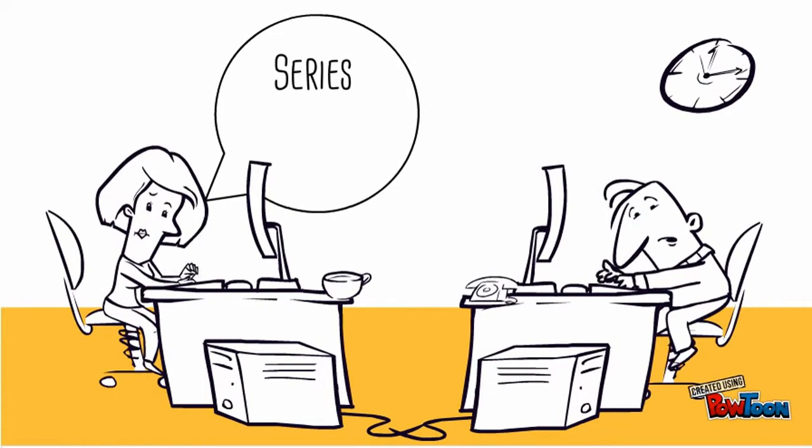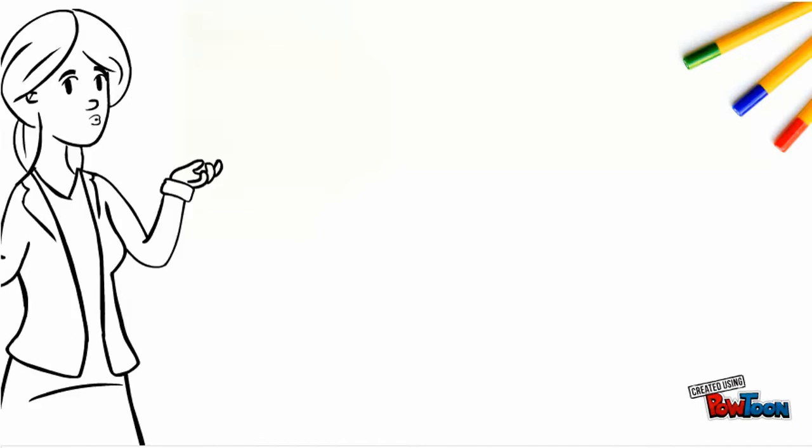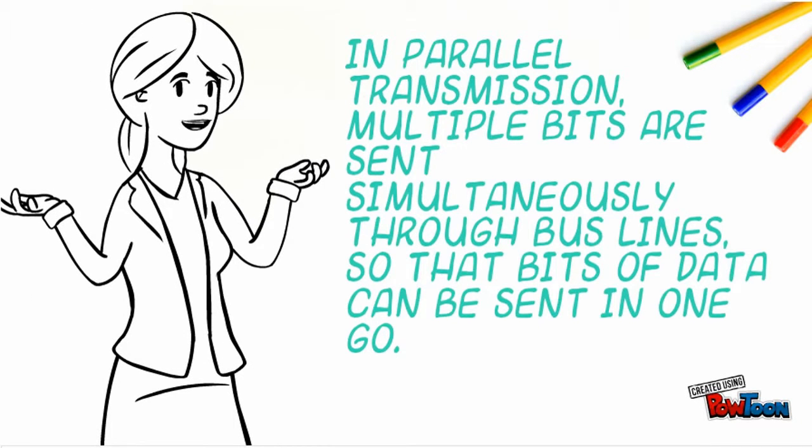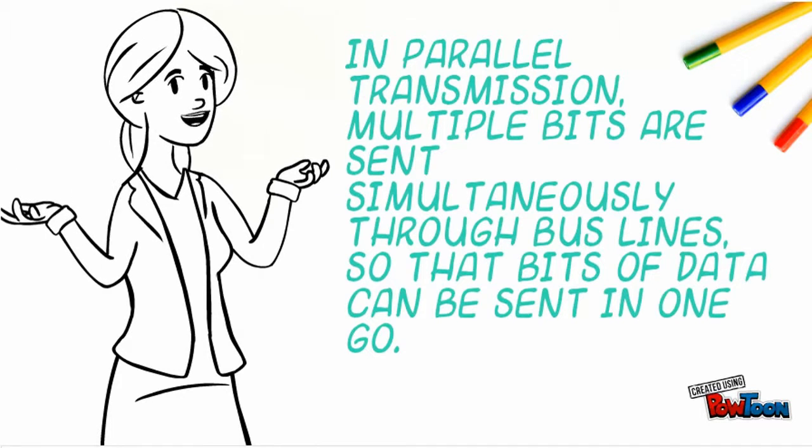There are two ways to transmit bytes between points. In parallel transmission, multiple bits are sent simultaneously through bus lines so that bits of data can be sent in one go. Integrated circuit is an example of parallel transmission where speed is key.